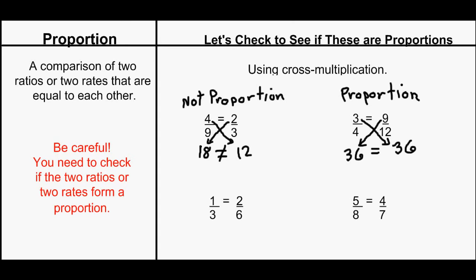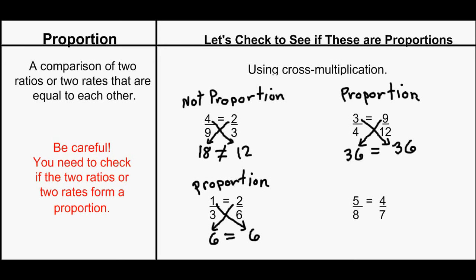Does 1/3 equal 2/6? 1 times 6 is 6. 2 times 3 is 6. 6 equals 6. This is definitely a proportion.